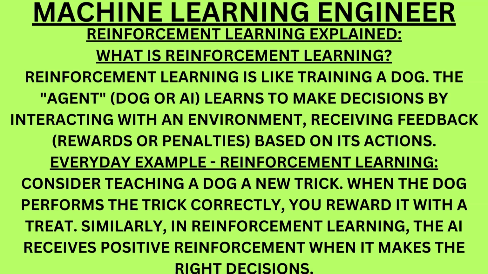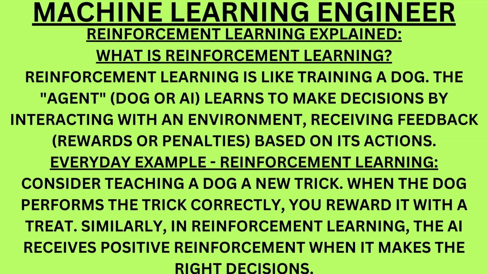Reinforcement learning explained. What is reinforcement learning? Reinforcement learning is like training a dog. The agent, dog or artificial intelligence, learns to make decisions by interacting with an environment, receiving feedback, rewards, or penalties based on its actions. Everyday example, reinforcement learning.